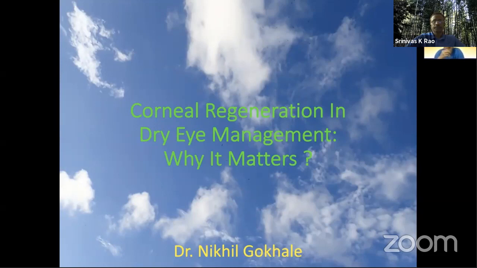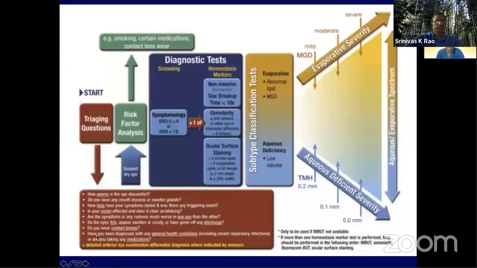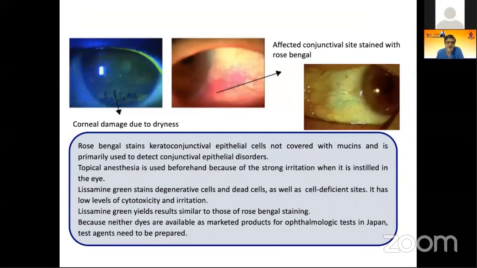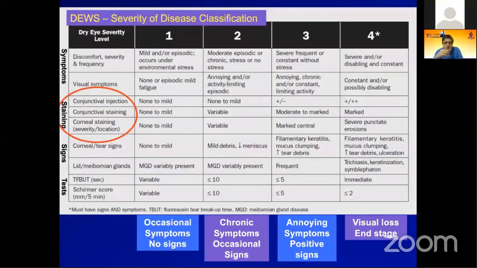Today, I will be speaking to you on corneal regeneration in dry eye management, why it matters. We all know that ocular surface staining is a very important test, which is essential when we look at dry eye diagnosis as per the new studies. And it helps us to not only diagnose dry eye, but there are various staining techniques that we use in the process, such as the fluorescein and the rose bengal, to look at the extent of ocular surface damage with these dyes. It also tells us about the grade of dry eye.